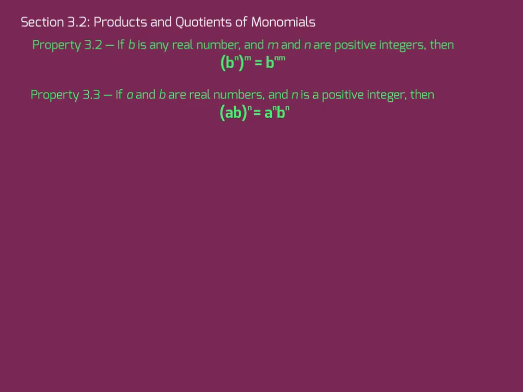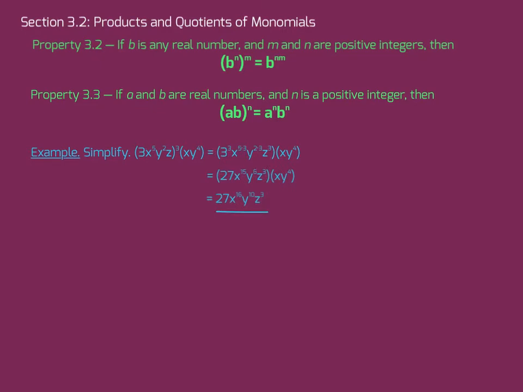We're going to take a quick break to combine all three properties together and look at an example. I want you to take a second and see if you can simplify this product. We have 3 times x to the 5th times y squared times z, all in parentheses raised to the 3rd power, times x y to the power of 4. Pause the video and try this on your own using properties 3.1, 3.2, and 3.3. And when you think you have an answer, restart the video and check your work.